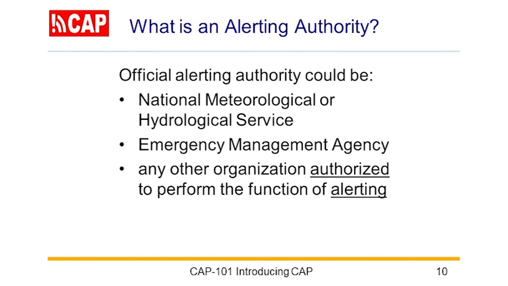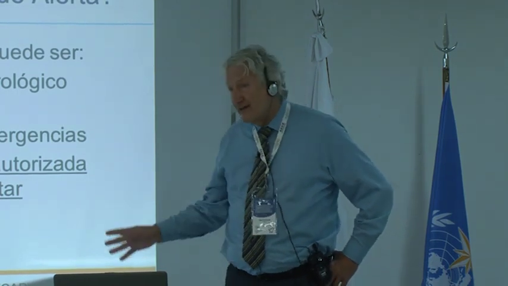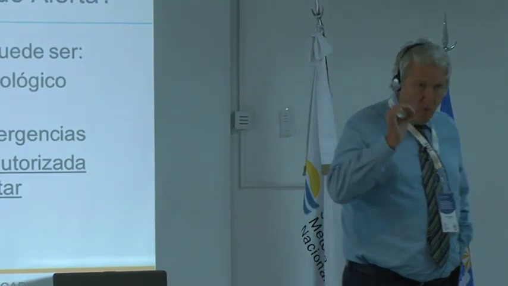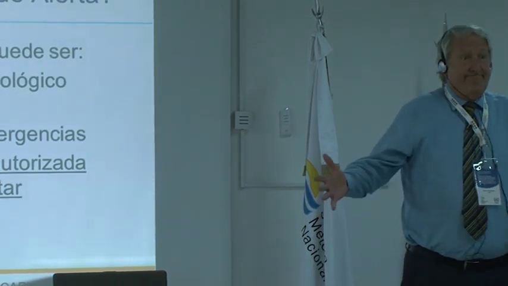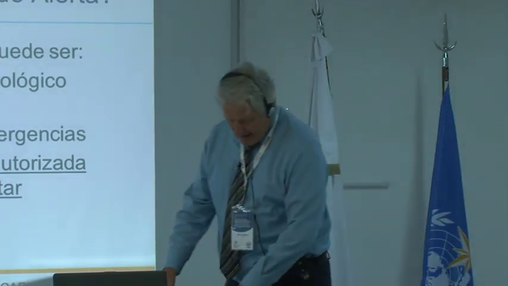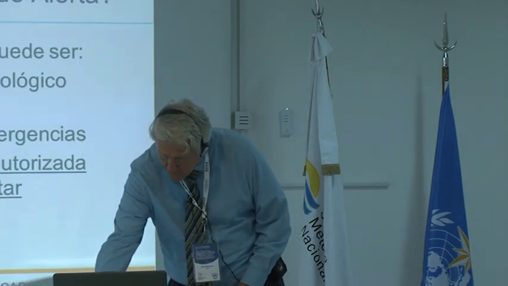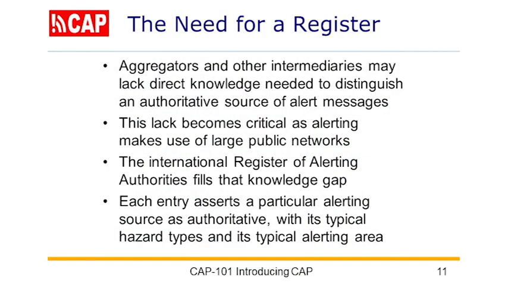Now, we are not going to harmonize how everybody in the world decides who they designate as official. It varies greatly, and that's fine. They're sovereign states. What there is agreement on is, whatever you've decided in your country, let the other countries know. List it. Tell them. These are the guys we consider official. That gives us the listing we call the Register of Alerting Authorities.